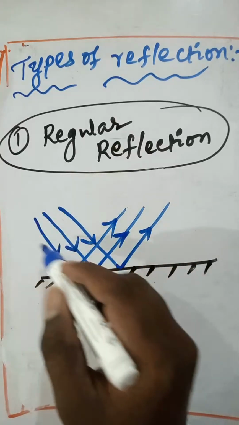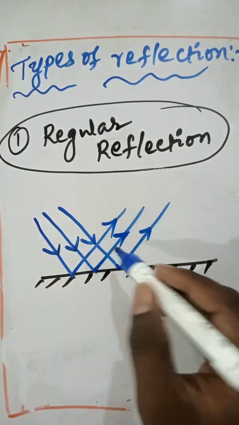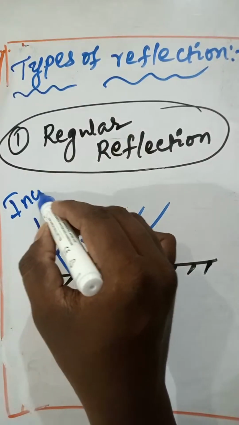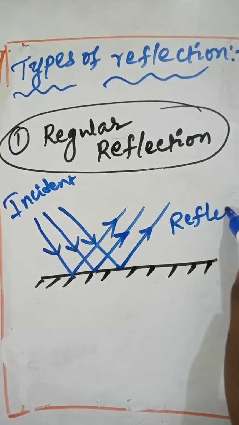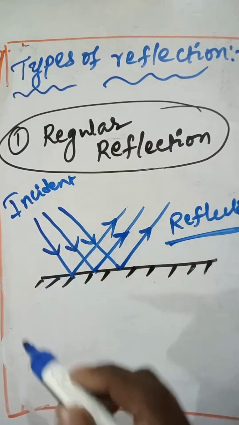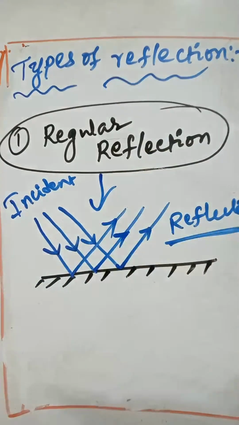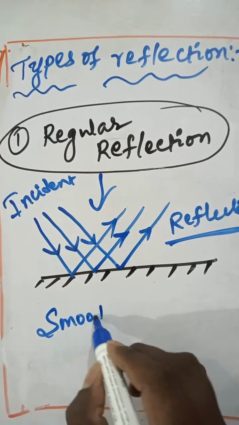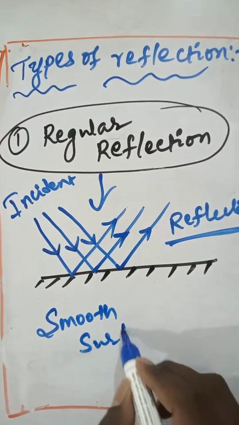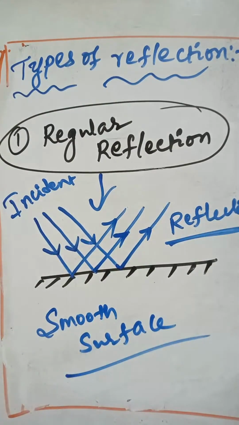So the incident beam is parallel, and the reflected beam is also parallel. This type of reflection is called regular reflection. Regular reflection takes place on a smooth surface. Clear? Any doubts? No doubts.